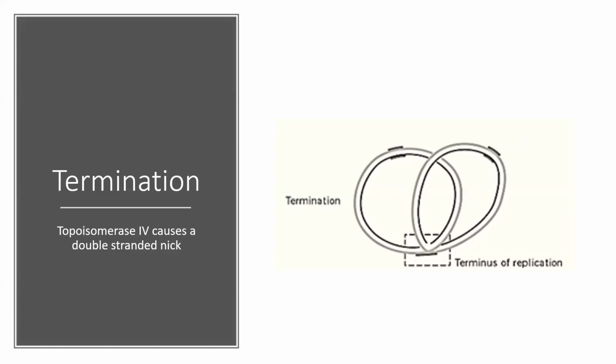And so what we need is a topoisomerase. Topoisomerases are able to cause these double-stranded nicks. And so this is similar to what gyrase does. And what this one does is it's going to actually nick the two strands, and then it's going to put them back together as two separate circular chromosomes.